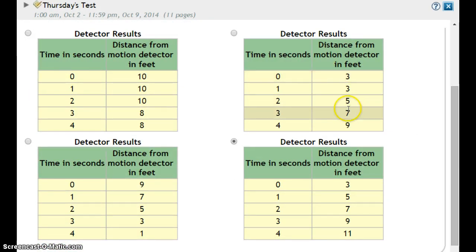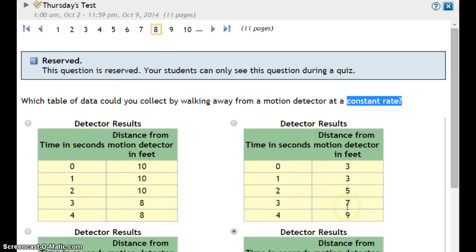Why was this not a constant rate? Well, because it went 3, 3, 5, 7. It has to increase by the same amount each time. This person was standing still at first because their distance wasn't changing. So this is away and at a constant rate. So that's the answer for that one. 2 more to go.